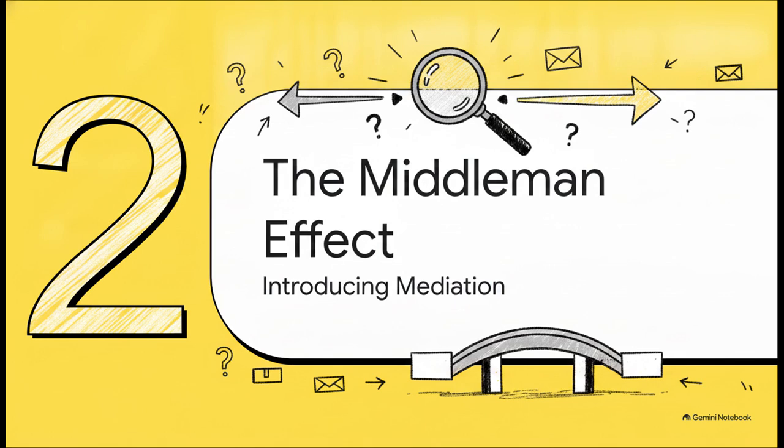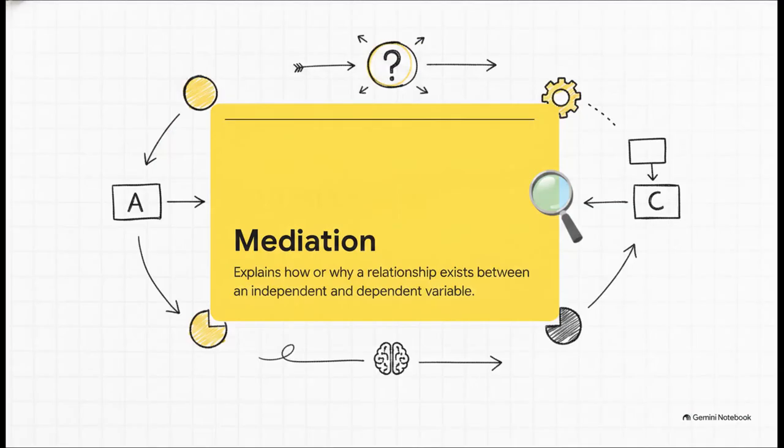That brings us to Section 2, mediation, the middleman effect. Our first hidden force is the mediator. Think of this as the crucial middleman in our investigation. Mediation is all about the pathway. It essentially answers the how or the why one variable affects another. It gives us the actual mechanism. So if A causes C, the mediator B is that step right in between.